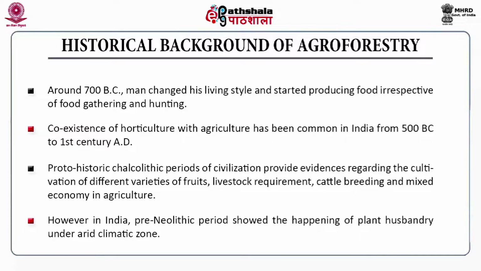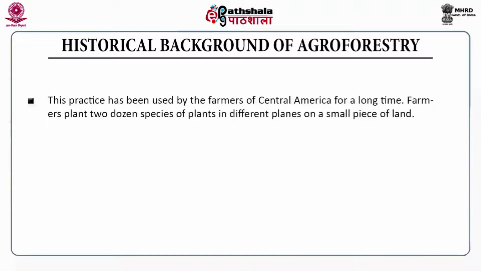However, in India, the pre-Neolithic period showed the happening of plant husbandry under climatic zone. Now, this is a very important point that plant husbandry happened only during the pre-Neolithic period. This practice has been used by the farmers of Central America for a long time. Farmers plant 24 species of plants in different plains on a small piece of land.